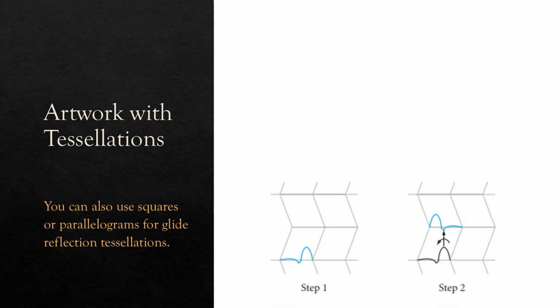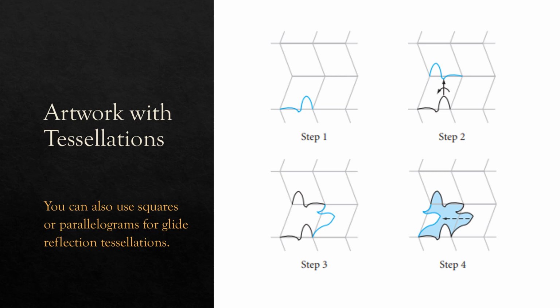You could also use squares or parallelograms for glide reflection translations. Here's another step. If you were to use a 4-sided figure, you would draw a curve at the bottom, glide reflect it to the top, then you would draw a second curve on one side and only glide it to the last side.